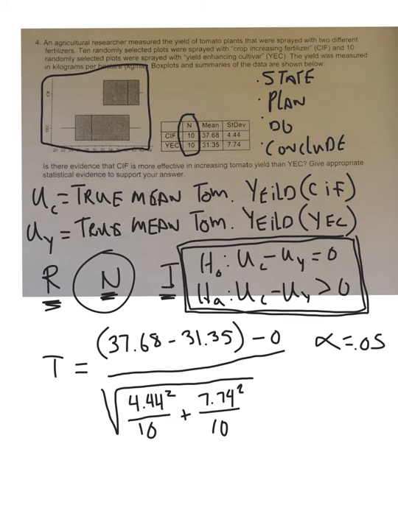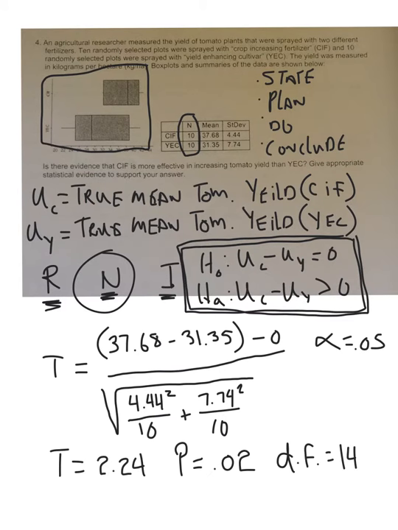So I put it all in the calculator, and it gives me a t value. So all of this stuff right here, if I did all of this stuff, I would end up with a value of 2.24, which gives me a p-value of 0.02. And the degrees of freedom, it's important to write that down. You said I used technology to get this. 14.3 was the degrees of freedom that the calculator came up with. So there's the do part.